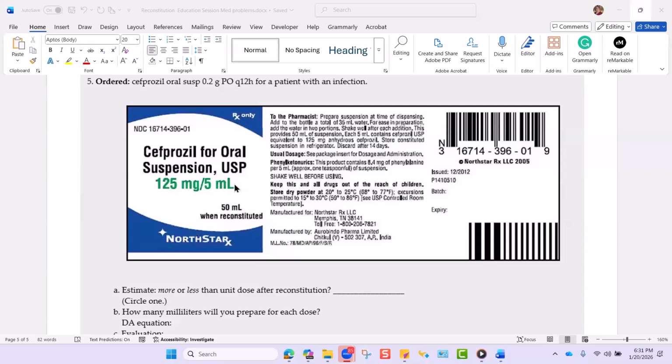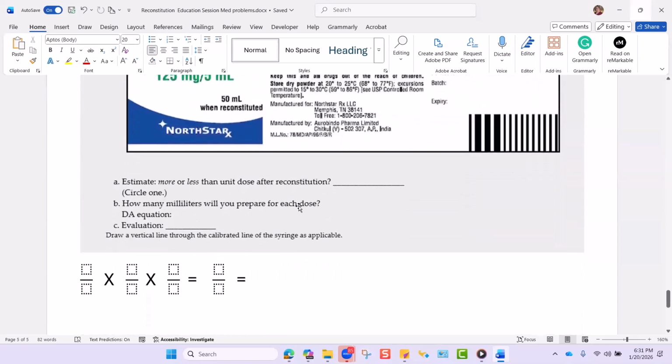So we know what's available, 125 milligrams in 5 mLs, and we know what our order is. 0.2 is our order. I'm going to put it over here again. Grams is the order.